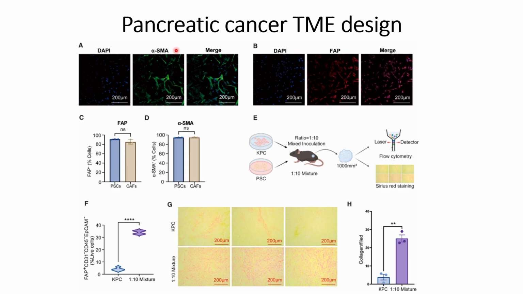They checked alpha smooth muscle actin, and they also checked FAP, that is fibroblast activation protein. Both of them are present in these pancreatic stellate cells, which is expected, as these are the markers for pancreatic stellate cells. After that, they checked by flow cytometry, looking at fibroblast activation protein and alpha smooth muscle actin in pancreatic stellate cells and also in the cancer associated fibroblasts, and they do not see a significant difference in both cases.